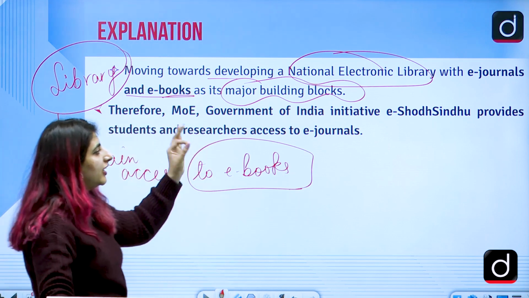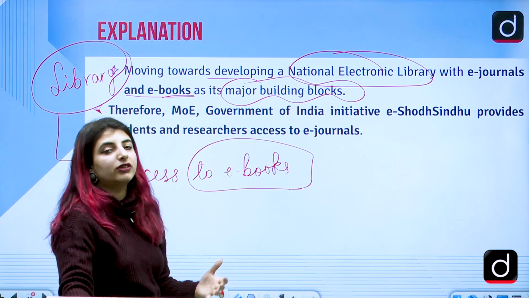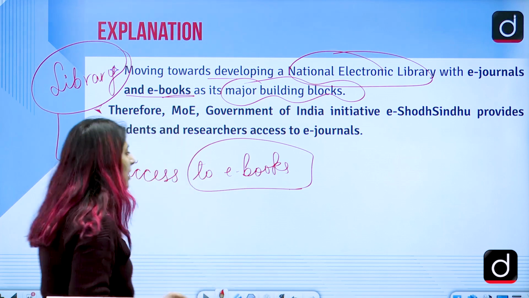Hence, this is an initiative. E-ShodhSindhu provides e-journals or e-books, any kind of electronic resources which are there.